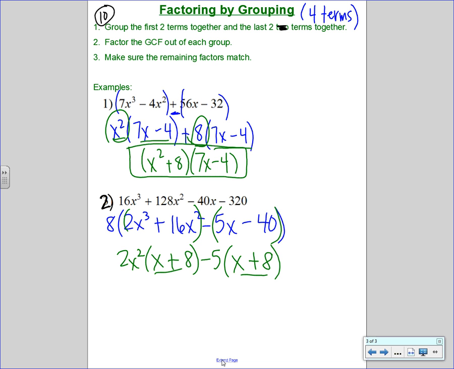They match, right? So now we can group what together? Come on, you guys, wake up. 2x squared minus the 5 times the matching term, x plus 8. And what did we factor out at the very beginning? An 8.